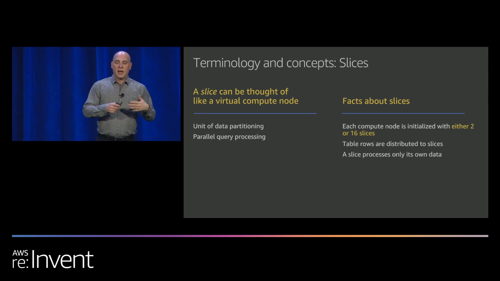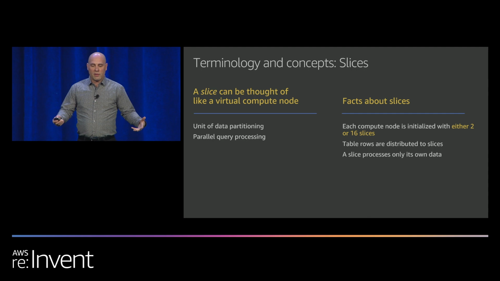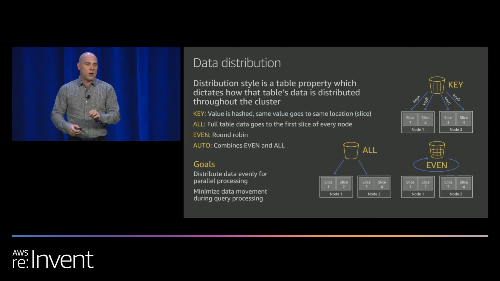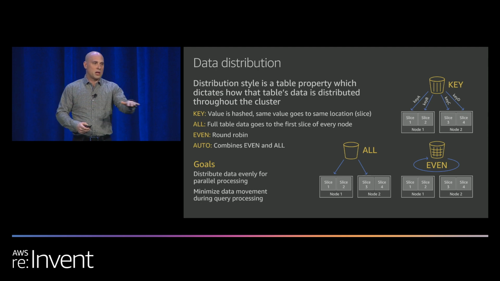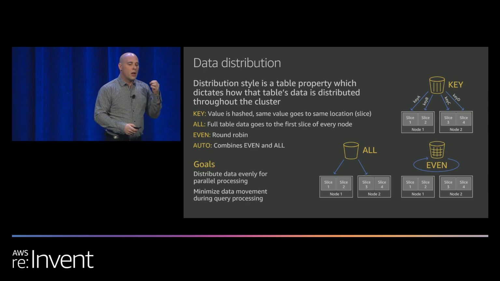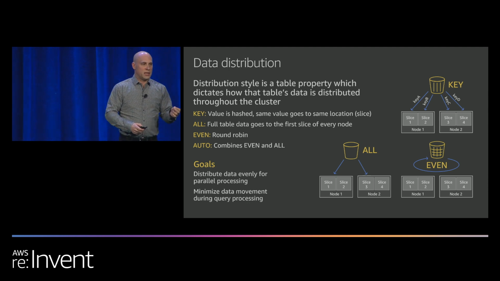And that's how we're able to spread all of that data and do everything in parallel. So I'll talk a little bit now about how we actually get the data spread across all the slices. We have 4 ways of doing that. The first is distribution style key.